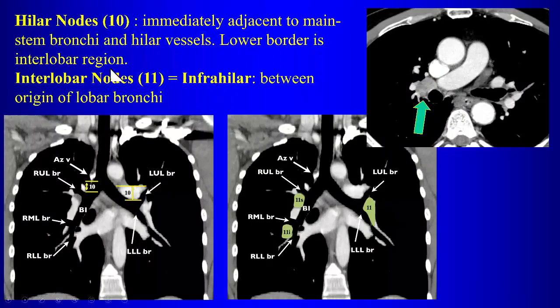Now, hilar nodes, technically these are nodes adjacent to the main stem bronchi, all right? But if we get below the level of the main stem bronchi, then technically these are called interlobar nodes in this region, although, you know, really in CT, we tend to call all these guys hilar nodes, even down here, okay? I guess that's okay. But there is a difference between hilar nodes and interlobar nodes.